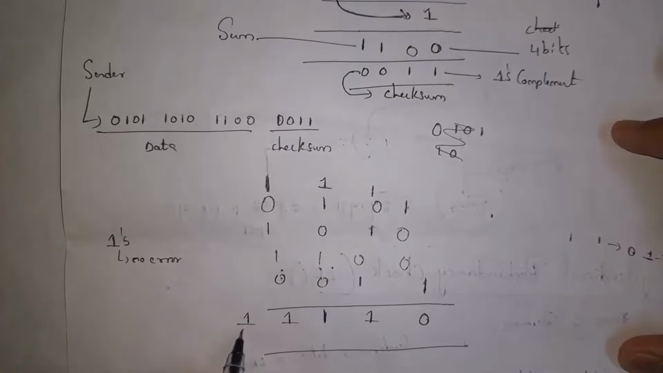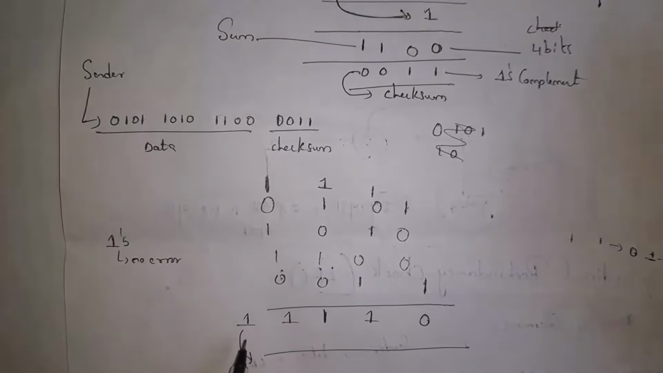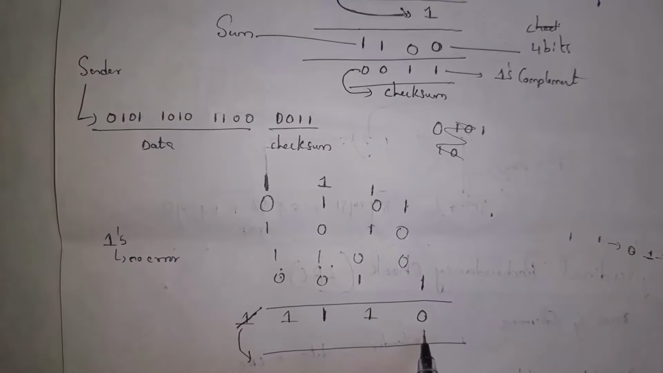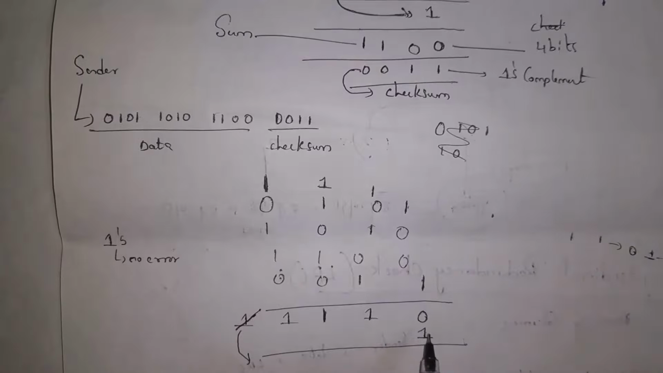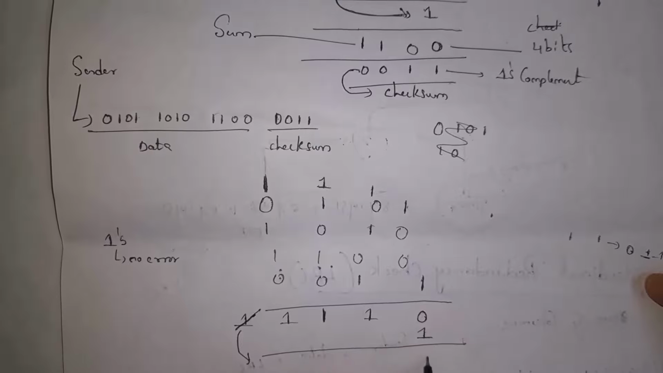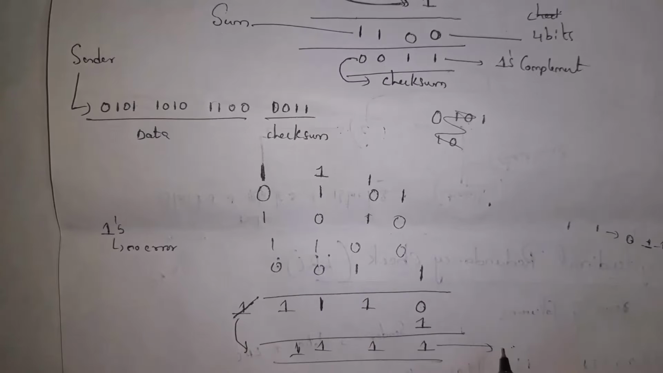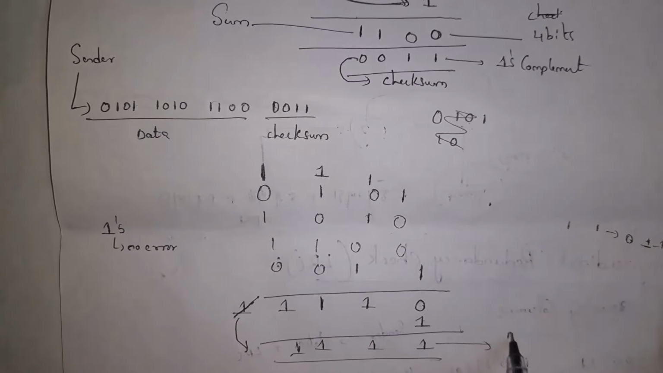Guys, here also we got 5 bits. But as our result contains 4 bits, this sum also must contain 4 bits. So we need to remove this 1 and add it here. Again we need to perform binary addition. So 0 plus 1 is 1, and then 1, 1, 1. My result contains all 1s, so there is no error in our data.